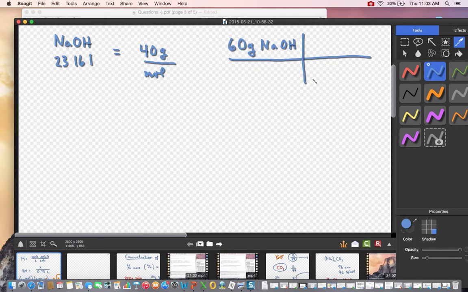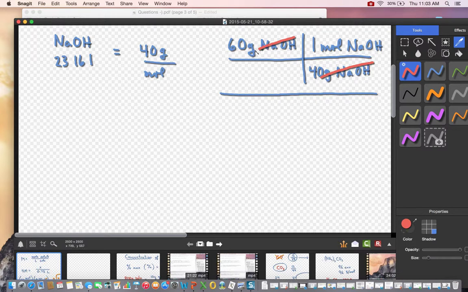I need to convert this to moles. There are 40 grams of NaOH in 1 mole of NaOH. This is just like doing a very basic stoichiometry conversion. Nothing fancy.